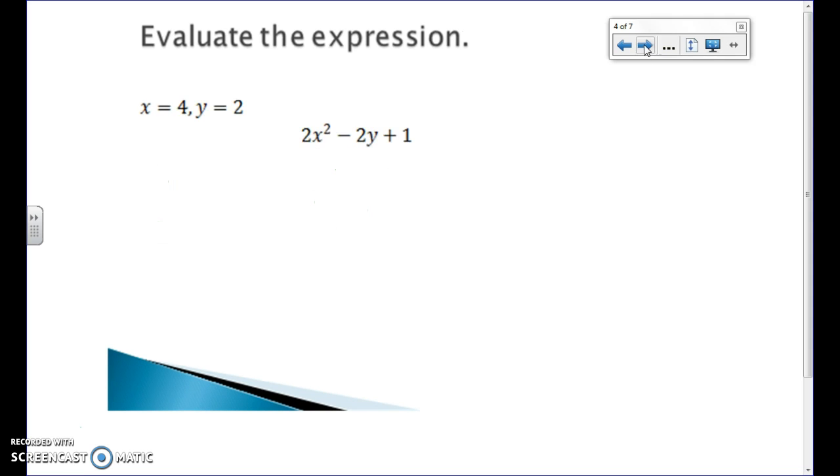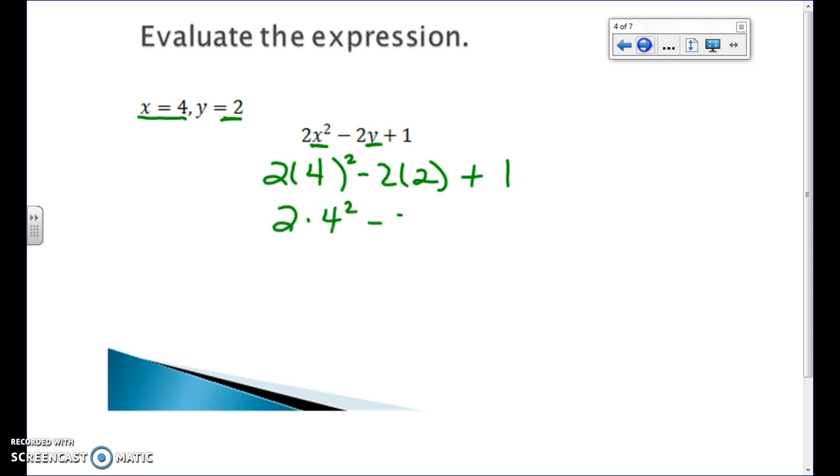Okay, one more. This time we have 2 variables, but the process doesn't change. I'm going to rewrite the problem with open parentheses where the variables used to be. And I'm taking out the variable and putting in the value. So in the first parenthesis, I want to replace that x with a 4. And the second parenthesis, I'm going to replace the y with a 2. All right, and now I'm going to follow my order of operations. So again, I notice that there are no operations inside the parentheses, so let's rewrite this like this.